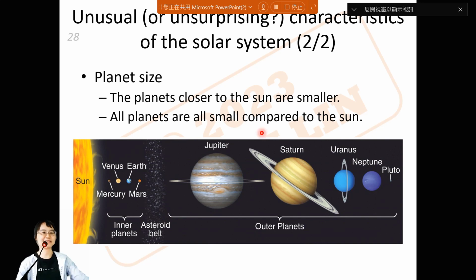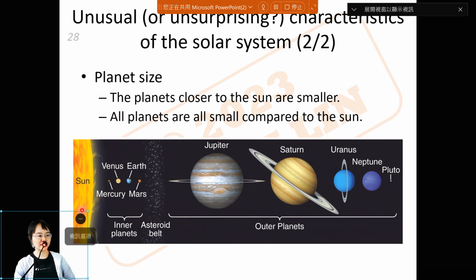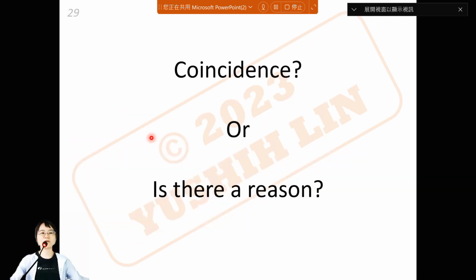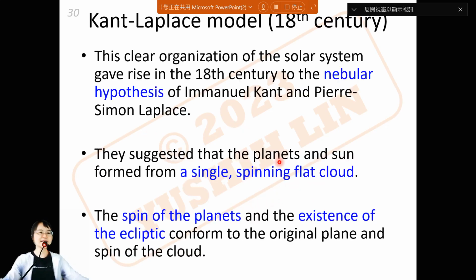The planet size. The planets closer to the sun are smaller. That's us. The planets at a more distant place from the sun are larger. You see the big difference? All planets are small compared to the sun. So is that coincidence or is there a reason?